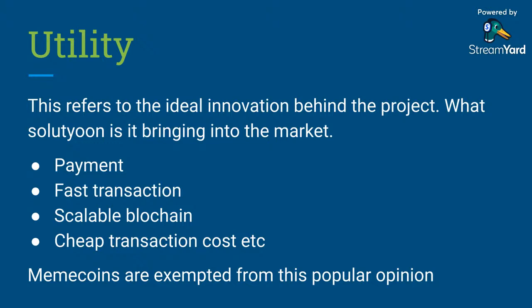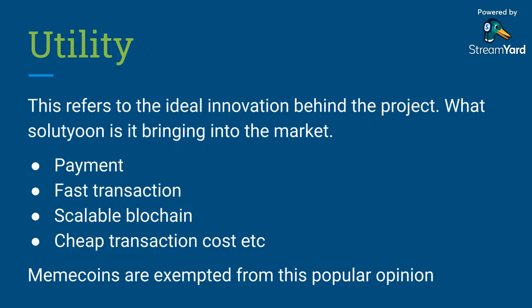Then we have fast transaction. Fast transaction, another utility. Remember, utility is the innovation. One of the importance of cryptocurrency assets is that they bring about faster transactions. So there are certain cryptocurrency assets like Tron. Tron is a cryptocurrency asset that was created for fast transaction. All right, very fast. XRP too is very fast. All right, so these are some of the innovations behind cryptocurrency assets that you should look out for.